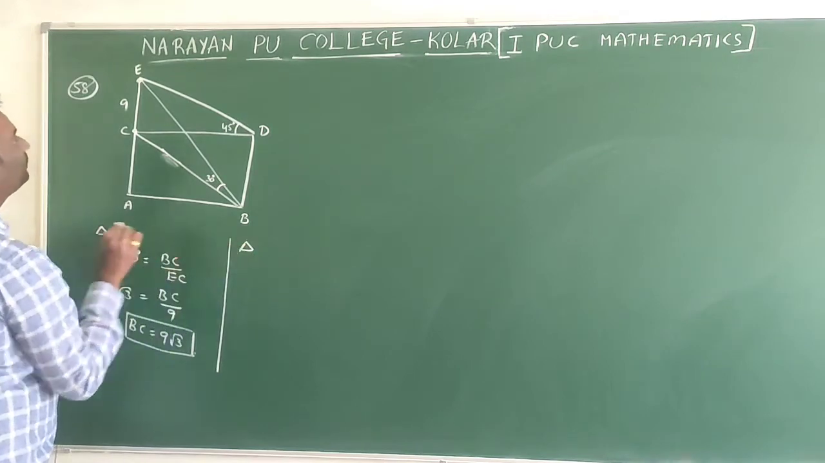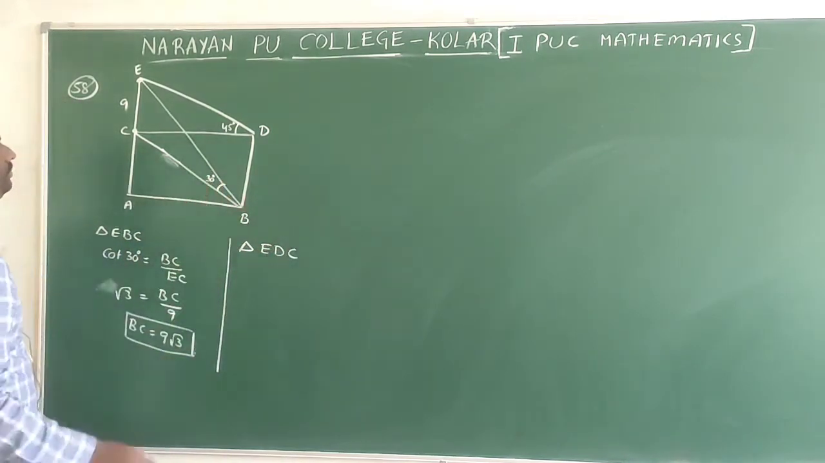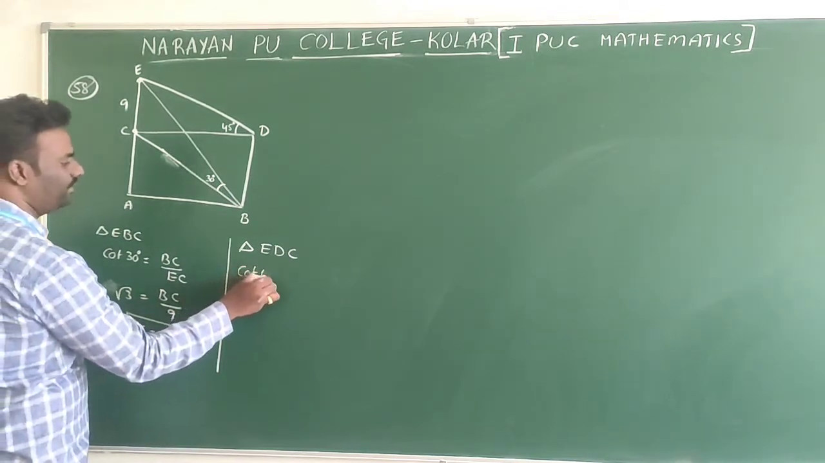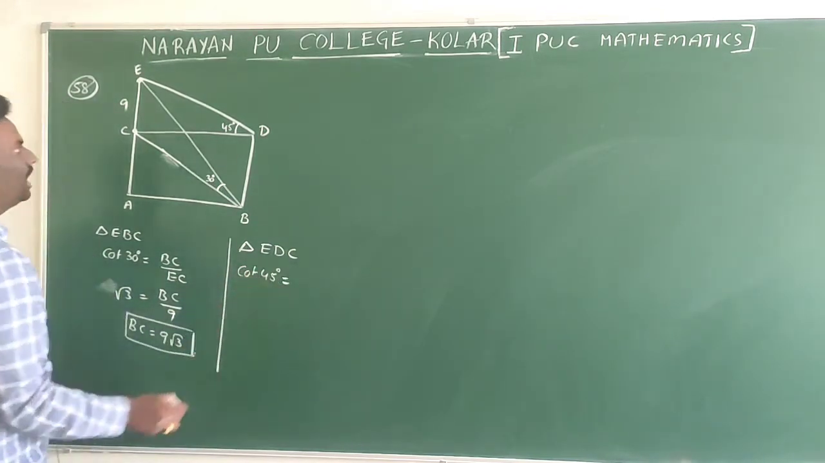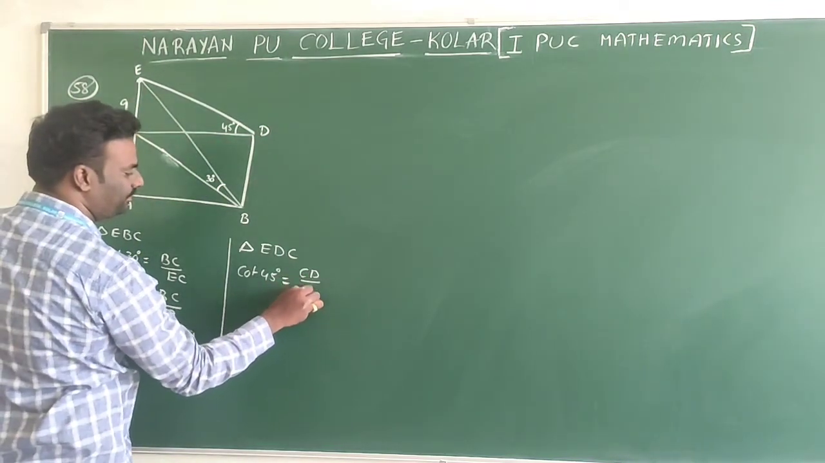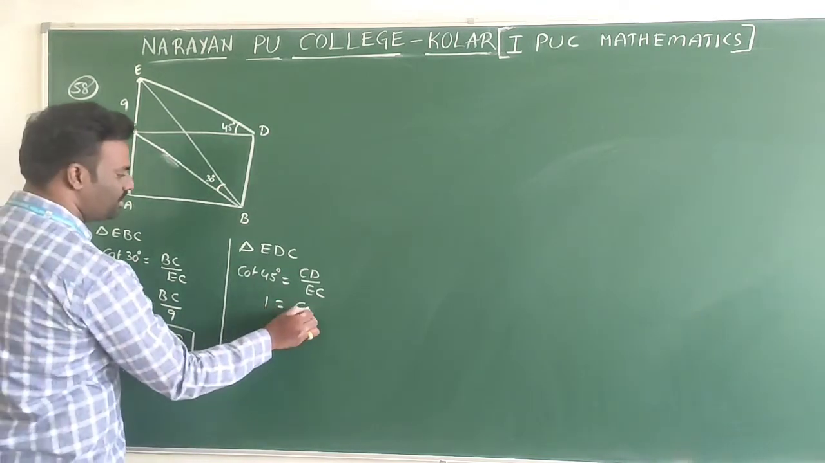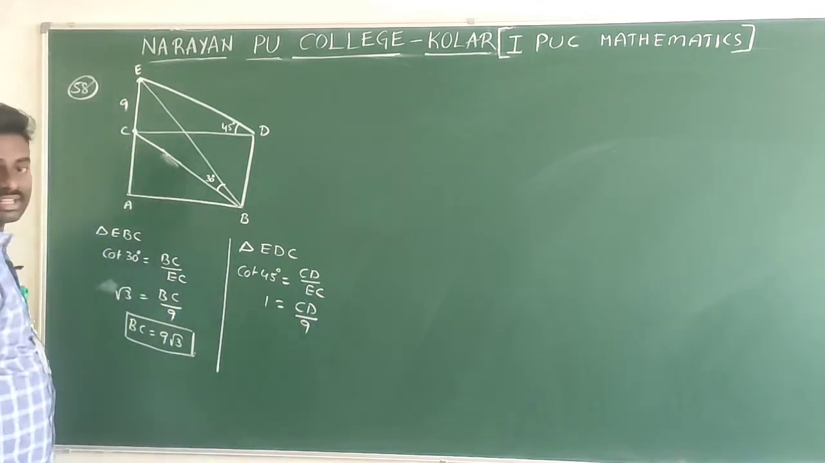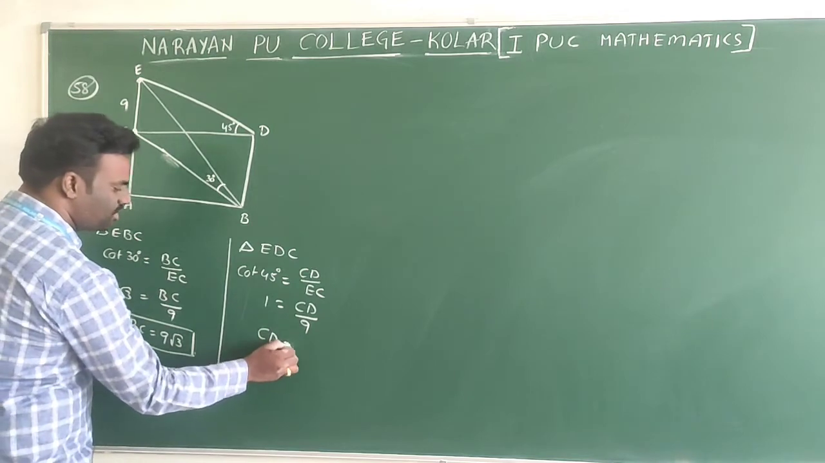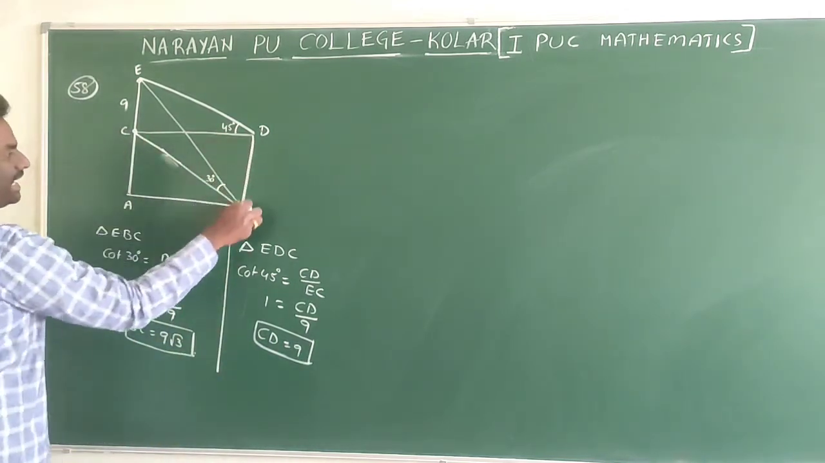Coming to this, from triangle EDC, cot 45 is equal to adjacent side by opposite side, CD by CE or EC. Cot 45 value is 1, and CD by EC value is 9, so CD equals 9. Now it is a right angle triangle.